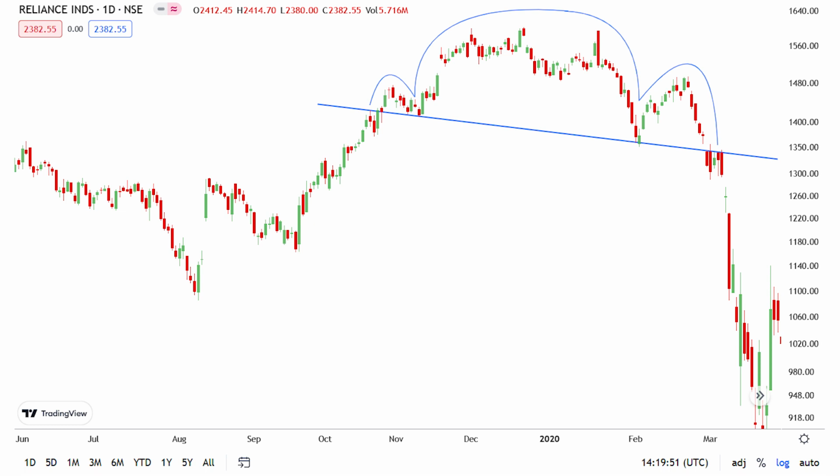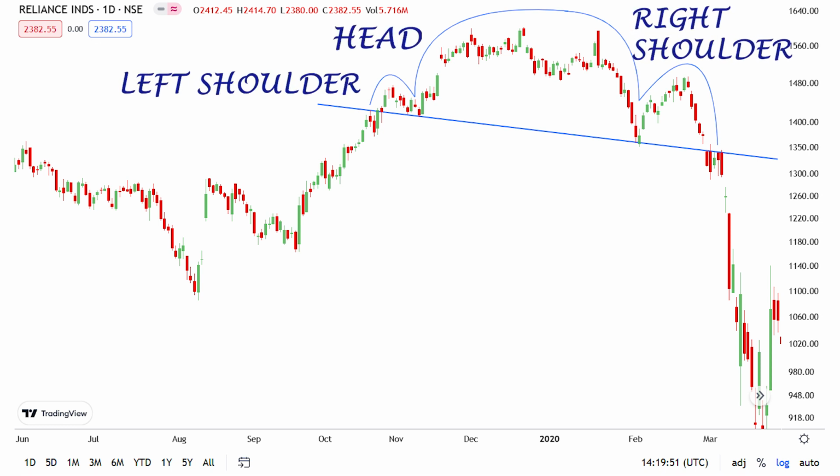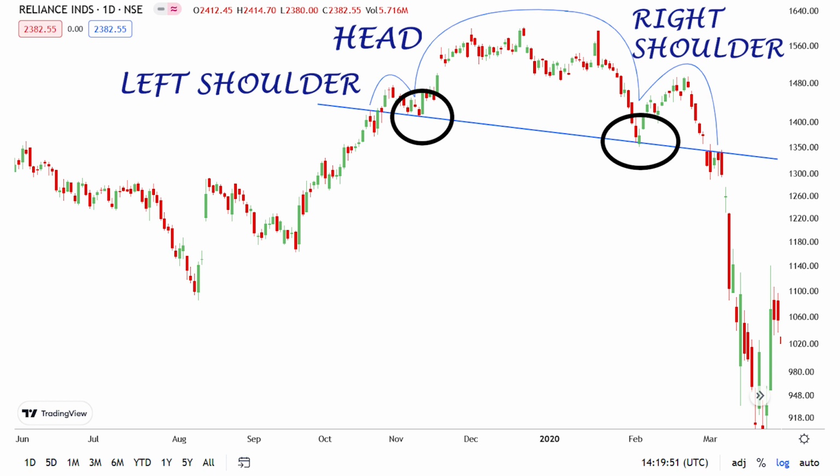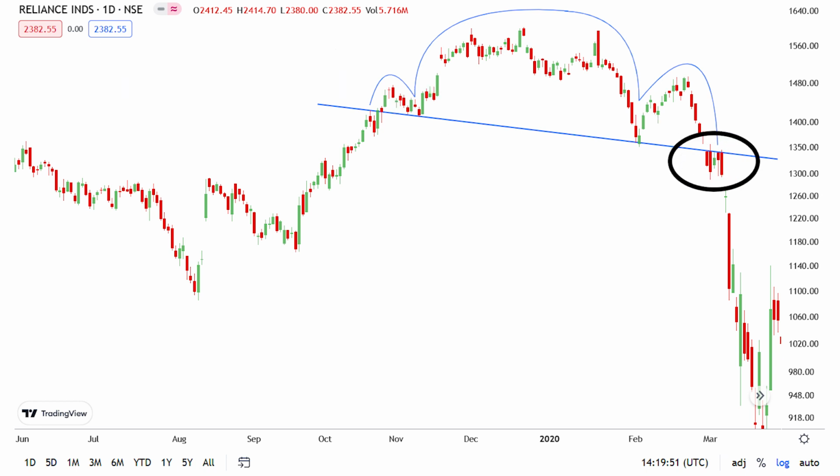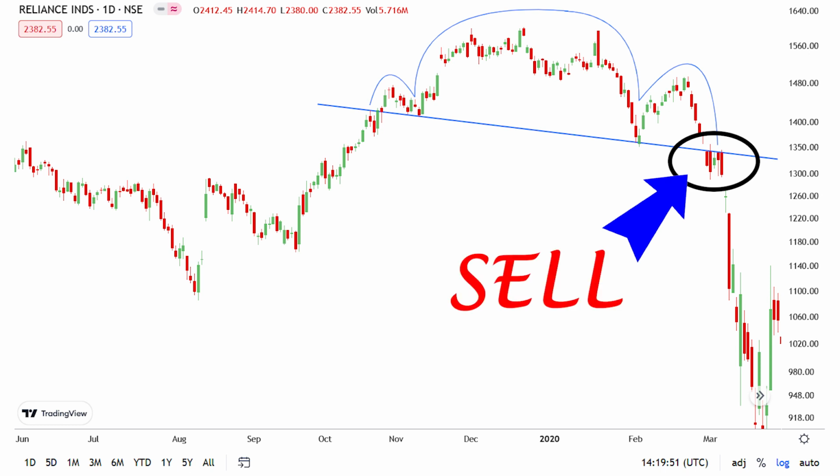This is a chart of Reliance Industries. As you can see, this is not the perfect head and shoulder pattern. Here you see a small left shoulder, a big head and right shoulder. And when you connect the two lows, then you get the neckline. And when price breaks the neckline, then this is the confirmation of the trend reversal. And it's time to sell your stocks.